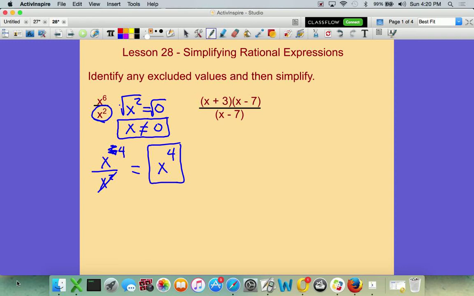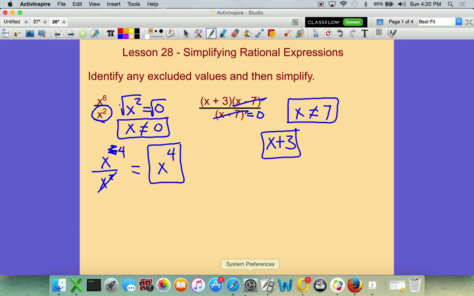Going to our next one, you have to find your excluded values first, because as you can see, we can simplify again. Those x minus 7s are going to go away, but we have to set this bottom equal to 0 first. So we would add the 7 over. x cannot equal 7. That's our excluded value. Then to simplify, that cancels with that. Our answer is going to be x plus 3 as long as x does not equal 7. That's all we're doing today.